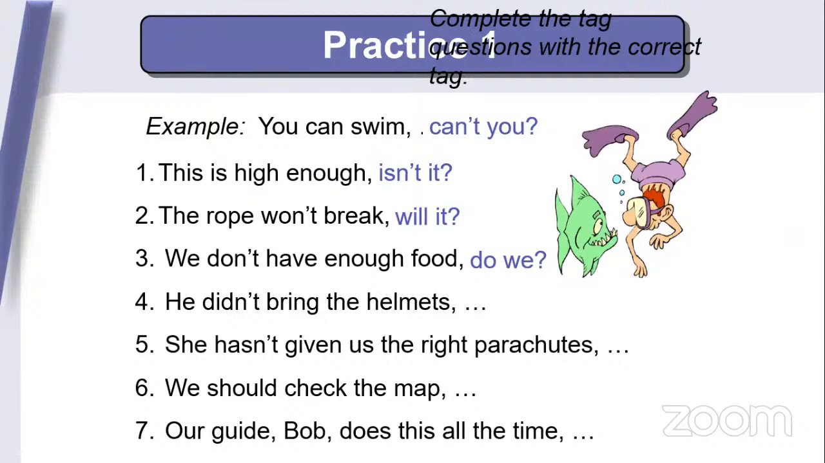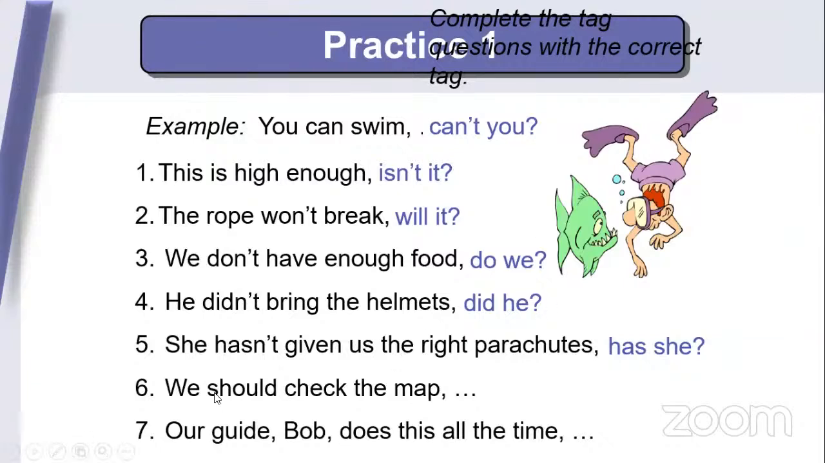He didn't write the helmet, did he? She wasn't giving us the right parachute, was she? Yes, she wasn't, right?